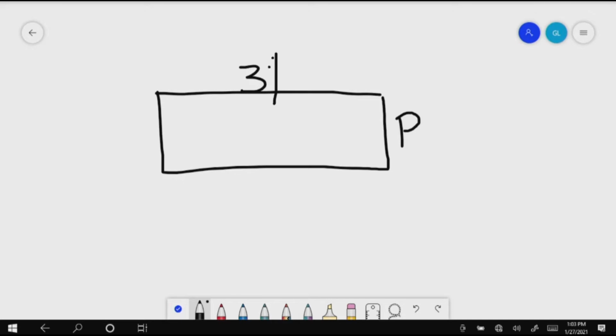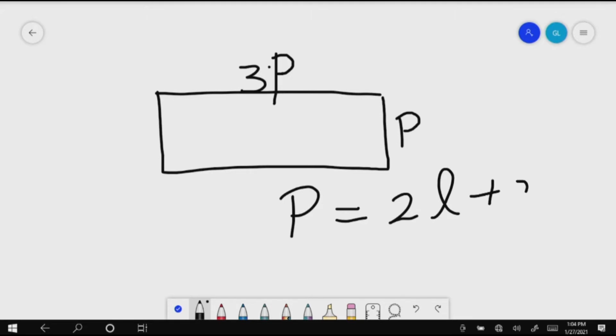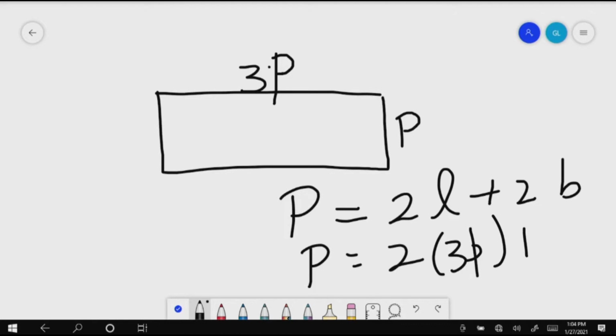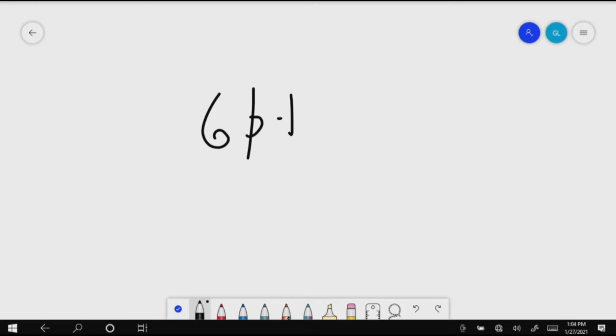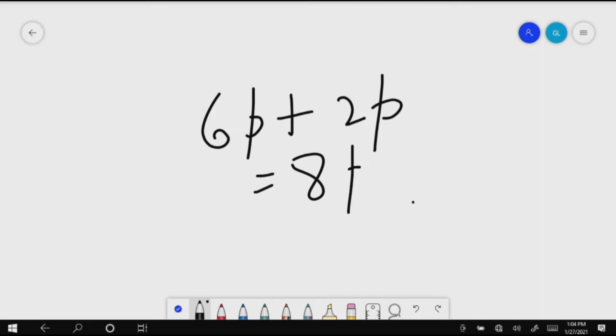Now they're telling us that the width of this rectangle is p, but its length is 3 times as long. Therefore, the length is 3p. The perimeter is the distance around, and the perimeter of a rectangle is 2 times the length plus 2 times the breadth. Therefore, the perimeter would have been 2 of 3p plus 2 of p. So this would have been 6p plus 2p, which would have been 8p.